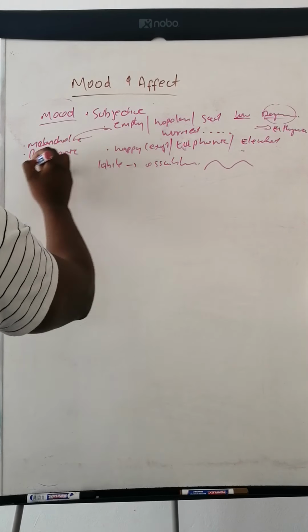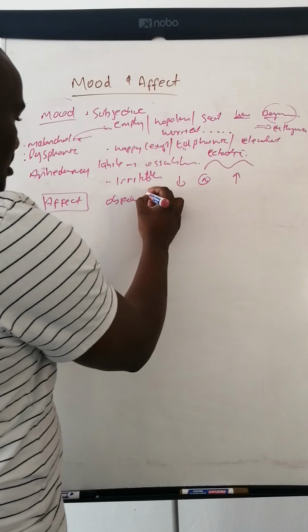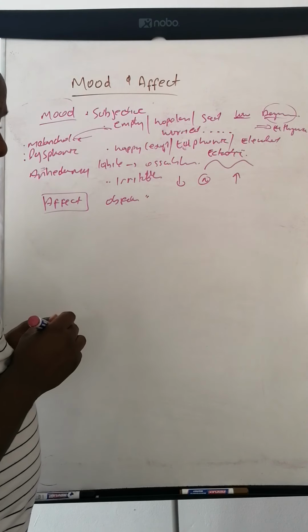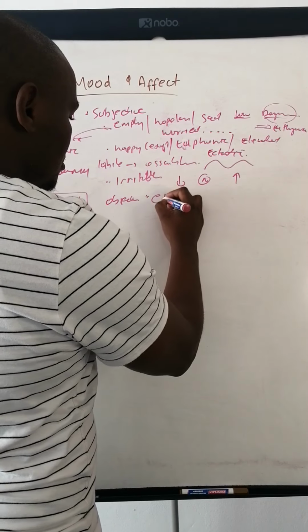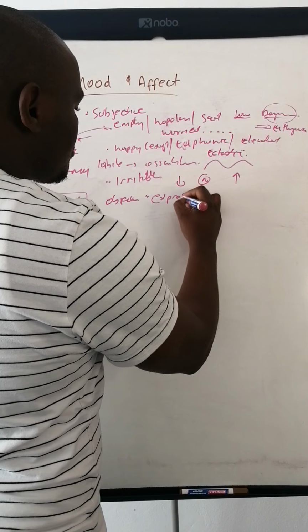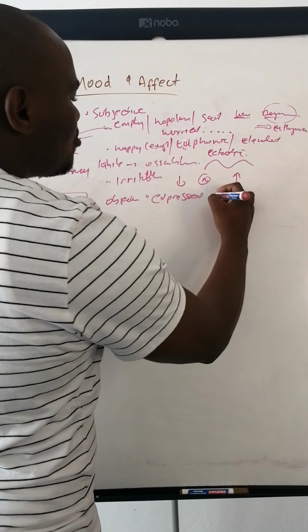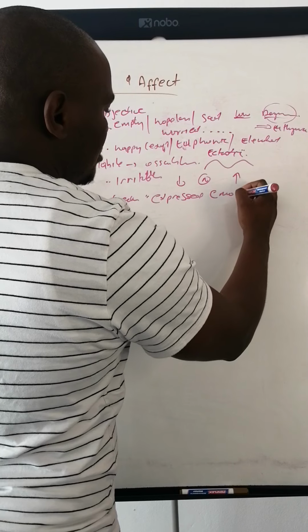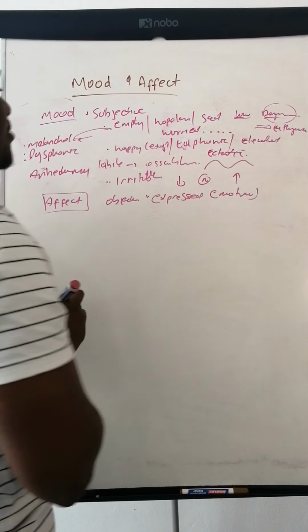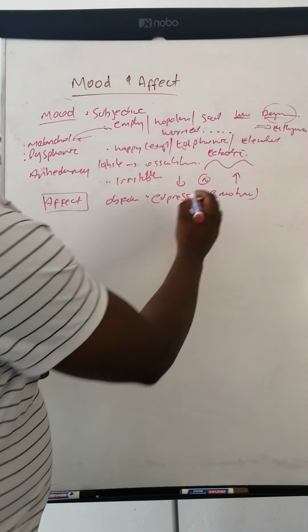So affect is an objective description of someone's mood. If we can put it simpler, an affect is an expressed mood, or expressed emotion. I think expressed mood is even better.